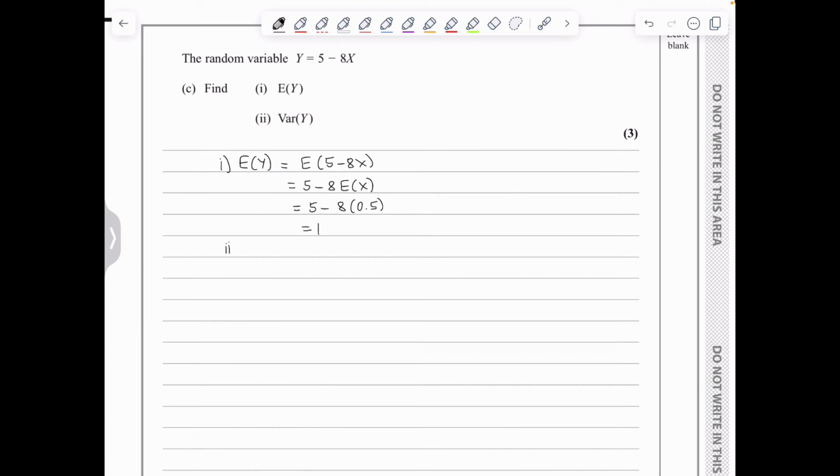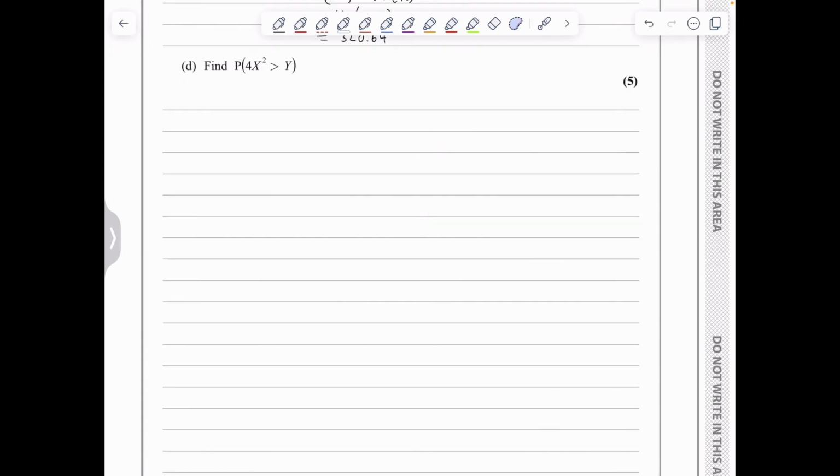For the variance of y, we've got the variance of 5 minus 8x. We know that anything that we add or subtract does not affect the variance, but anything that we multiply with will be taken out, factored out, and squared. So this is going to give me minus 8 squared var x. This is 64 times the variance of x, which is known to be 5.01, and therefore we get an answer of 320.64.